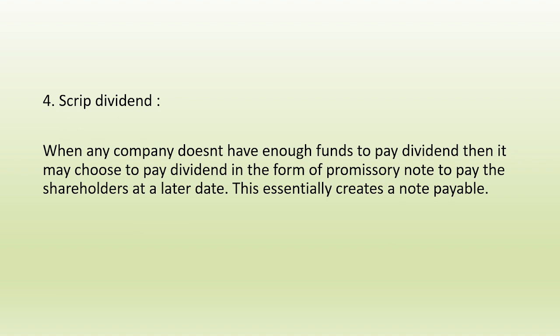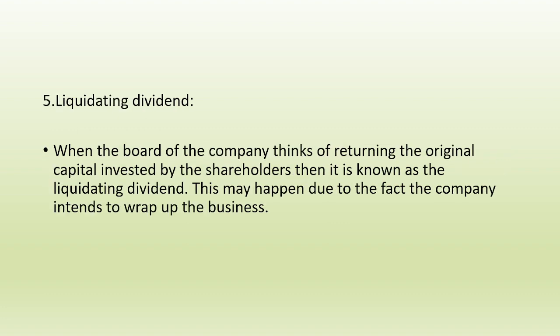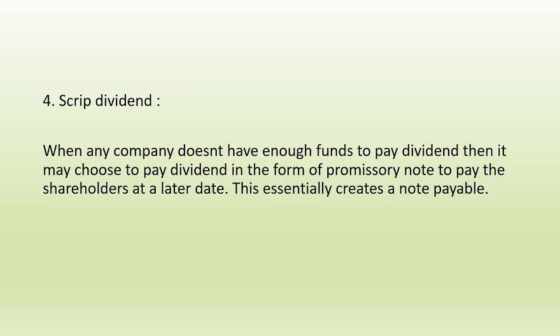Now next we have the scrip dividend. Scrip dividend is when a company doesn't have enough funds to pay. At that time the company may choose to pay the dividend in the form of a promissory note. The company makes a promissory note and assures the shareholders that when it has the money in the future, it will pay the dividend at a later date. That is called a scrip dividend. This essentially creates a note payable. It becomes a responsibility of the company to pay the dividend in the future.